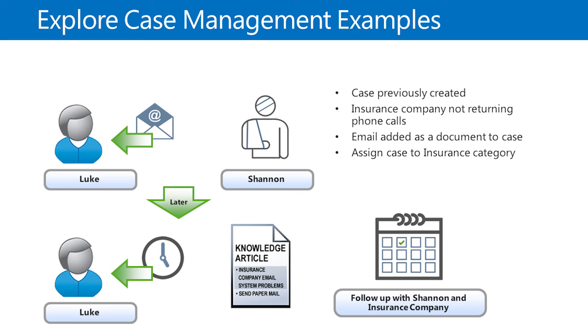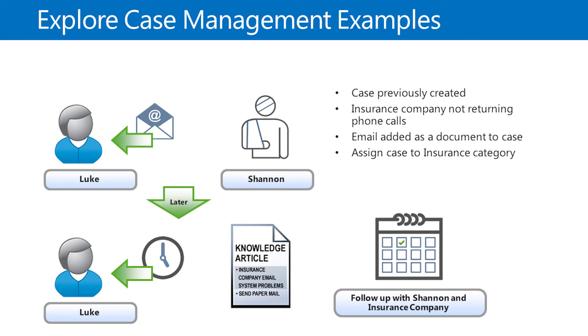The article states that an email message was sent to all insurance customers, but that several customers did not receive the message because of a problem with the insurance company's email system. All customers who have active insurance claims are being asked to send their inquiries by paper mail to Humongous Insurance. Luke sends Shannon an email that explains what she must do to have her insurance claim settled. He also ranks the knowledge article that he read as a helpful piece of information.